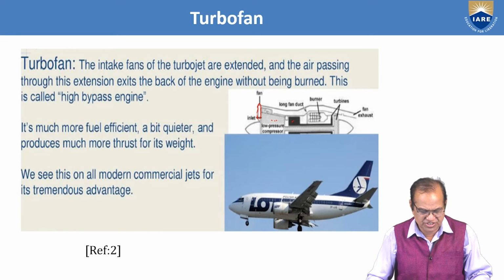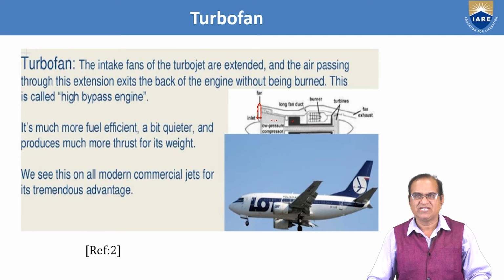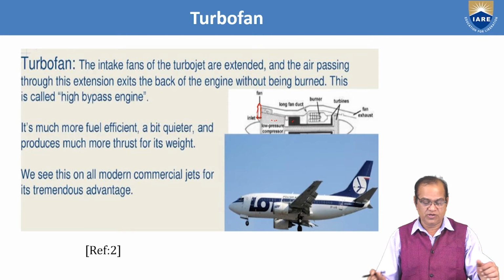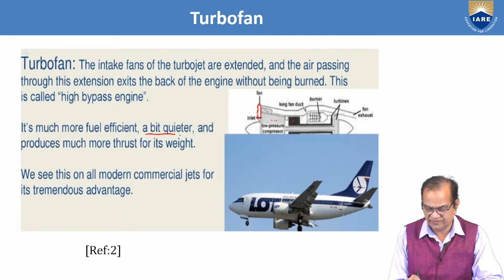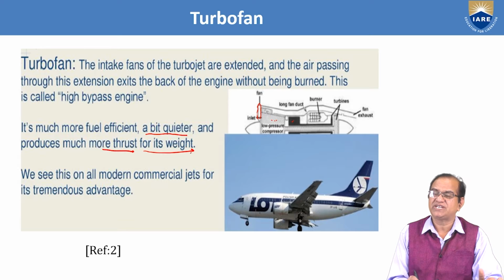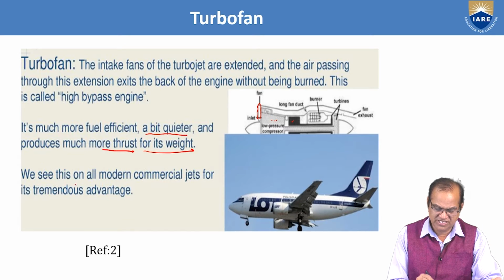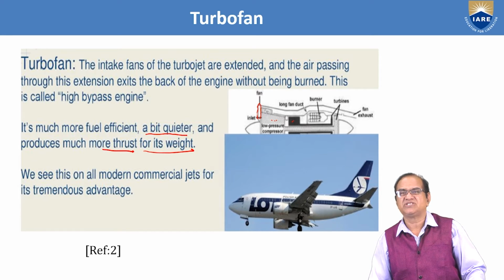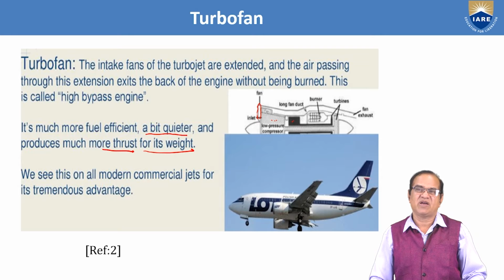It is much more fuel efficient, a bit quieter, and produces much more thrust for its weight. So it is very good. It produces less sound, and the thrust is high for its weight. The thrust to weight ratio is very high. We see this on modern commercial jets for its tremendous advantages. Most commercial aircraft have started using this high bypass ratio turbofan engine.